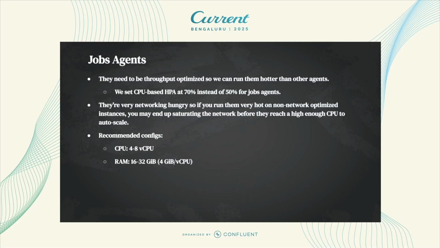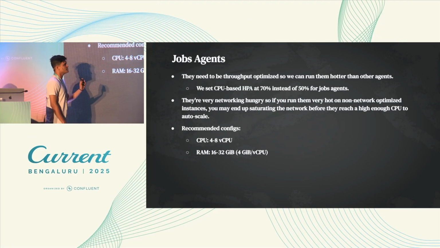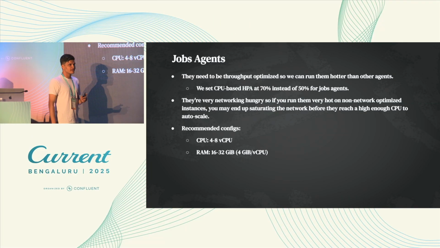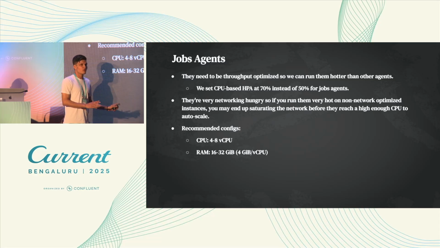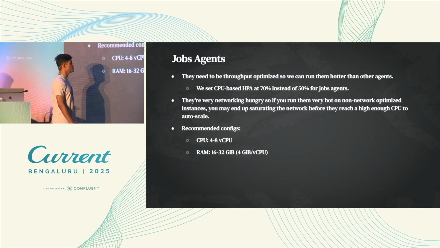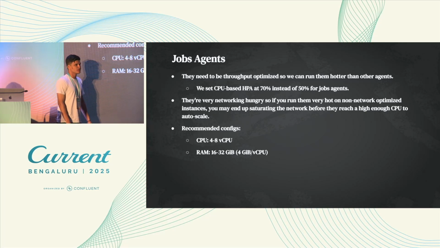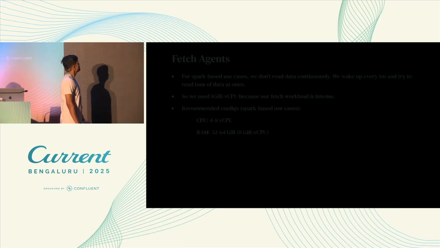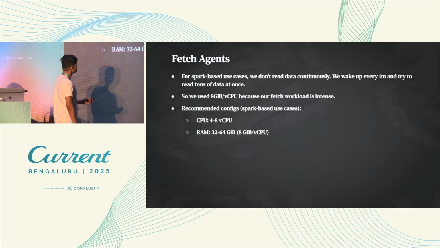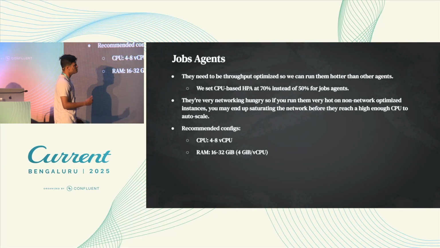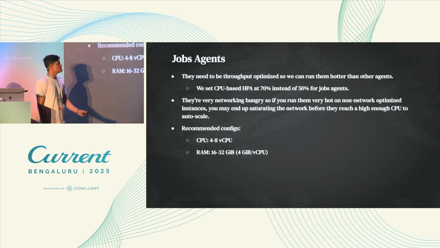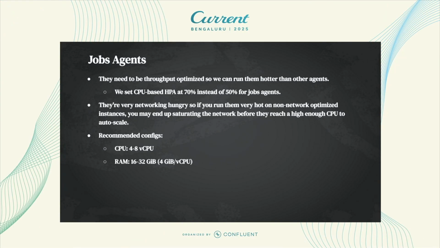So let's quickly talk about the jobs agents. As I told you, they need to be throughput optimized, so they can run hotter than your normal proxy, proxy produce or proxy consume agents. In this case, we set the HPA at 70% and kept the same 4 GB per CPU. One more thing was that jobs agents should also be network optimized compared to the other agents, right? Because they're running in the background and doing a lot of compactions.